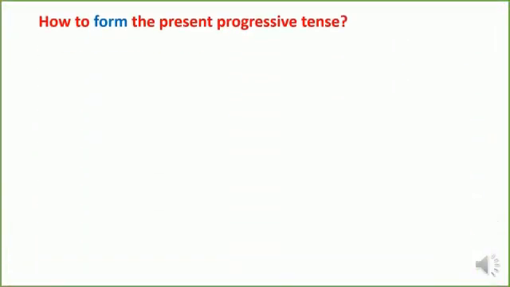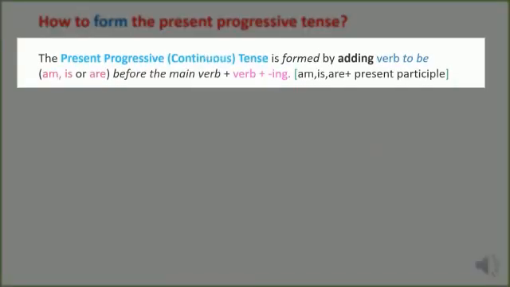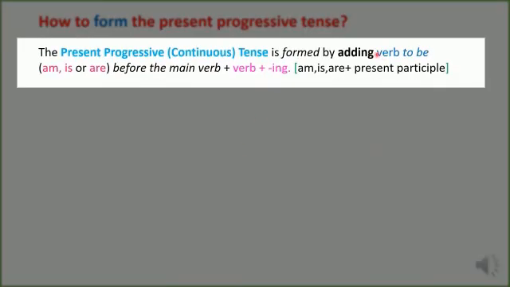So how to form the present progressive tense? To form the present progressive, we have to add the verb to be, is or are, of course the verb to be in the present because we are speaking about the present progressive tense, plus the main verb plus ing at the end of the verb. So, is or are plus the present participle, verb plus ing.